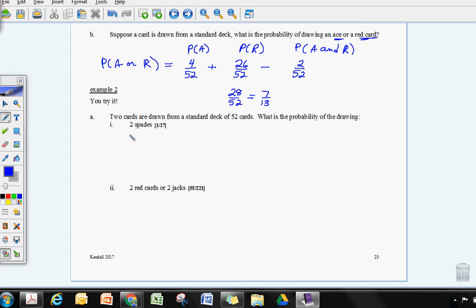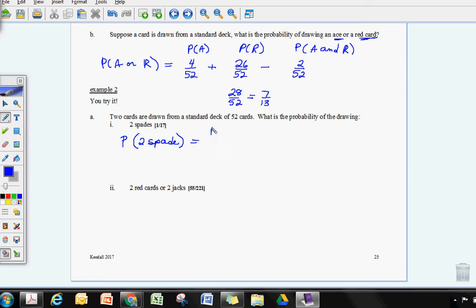Okay, so you've tried the you try it. Now, this first example is an old problem. What's the probability of pulling 2 spades? I am drawing 2 cards here. It's not 2 choices for the same card. So this is the old stuff.